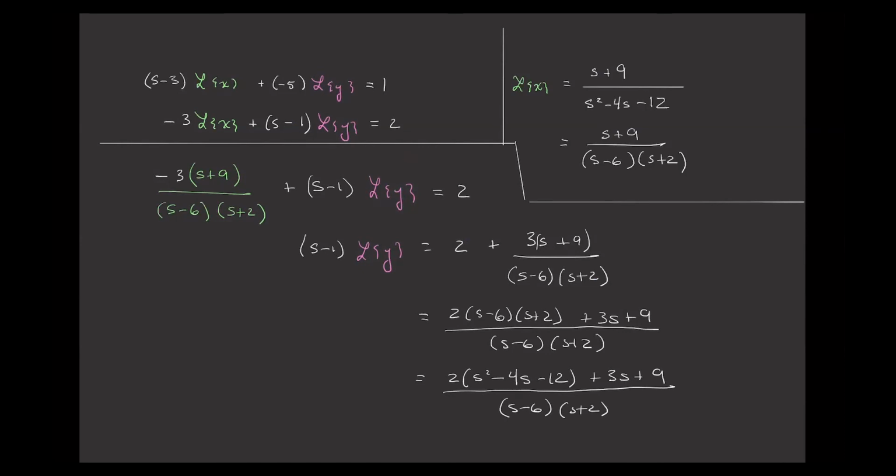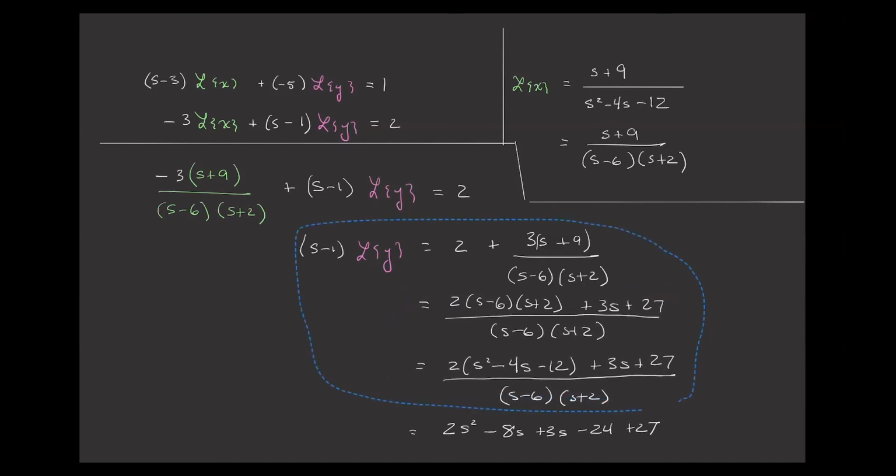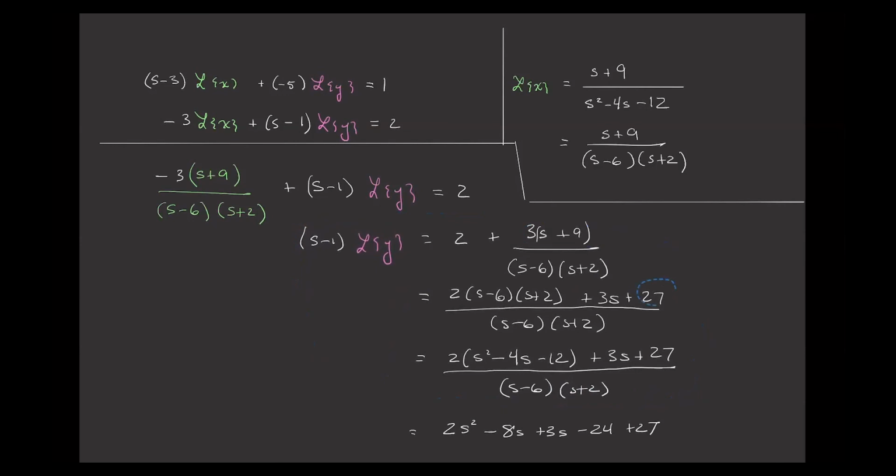Nine should be 27. Yep, it should be 27, or I should have this. But why not just write it 27? Yep, good catch. Thank you. And now, if we simplify, we're going to get 2s squared minus 8s plus 3s minus 24 plus 27, assuming I've done all the computations right. I could have messed up. Someone caught that I forgot parentheses, and since I forgot the parentheses up here, that should have been 27. We fixed that, but there may be more errors.